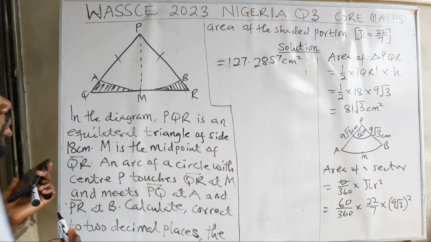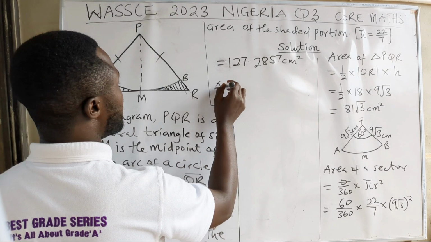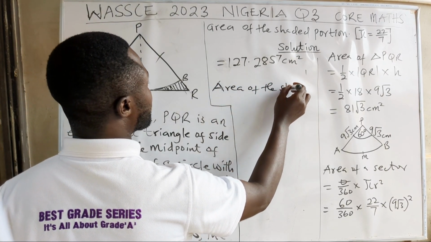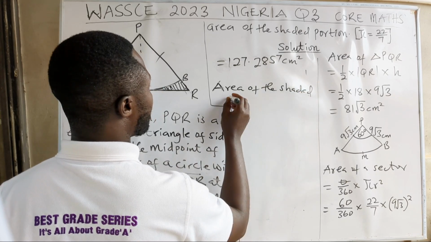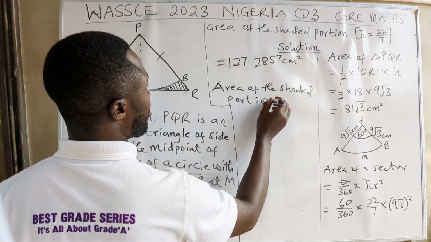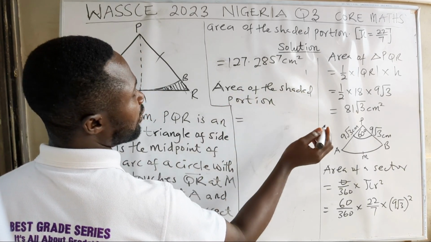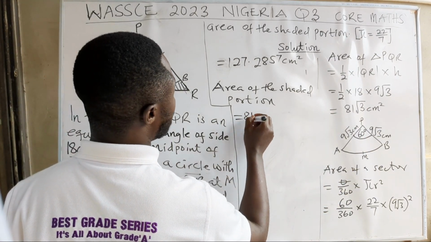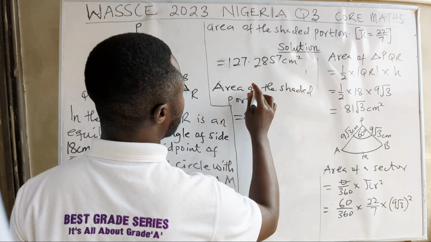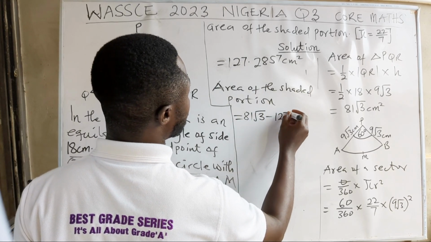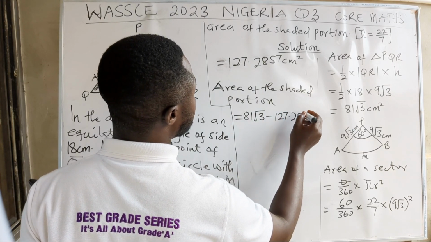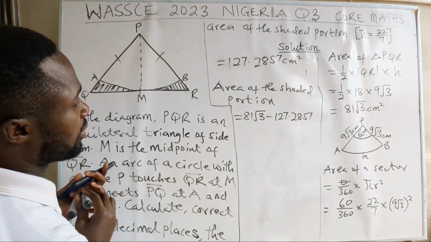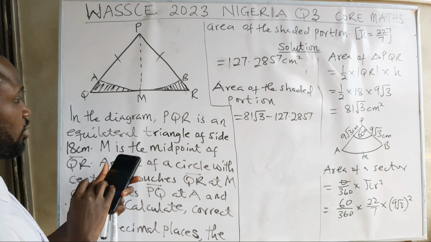So now we can subtract. We can see that the area of the shaded portion is equal to the area of the triangle, which is 81√3, minus the area of the sector, 127.2857. All right. So now let's do that subtraction.